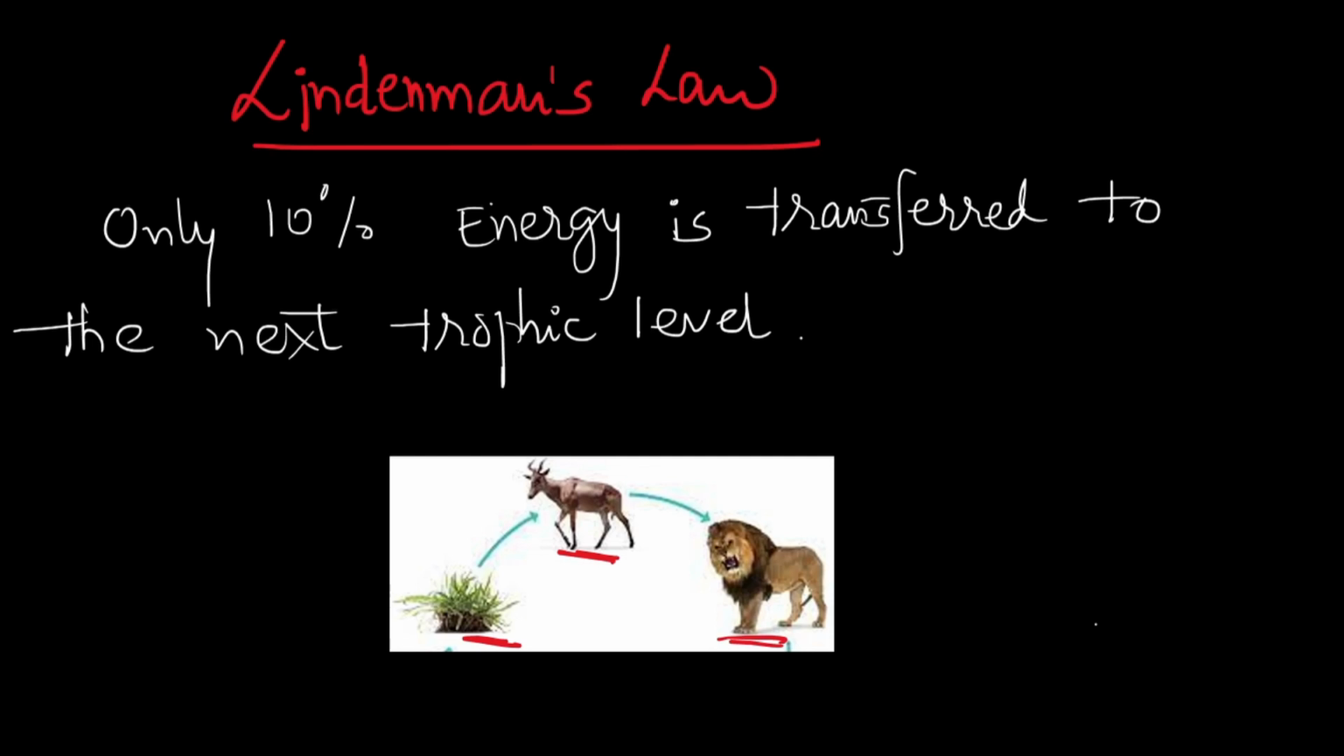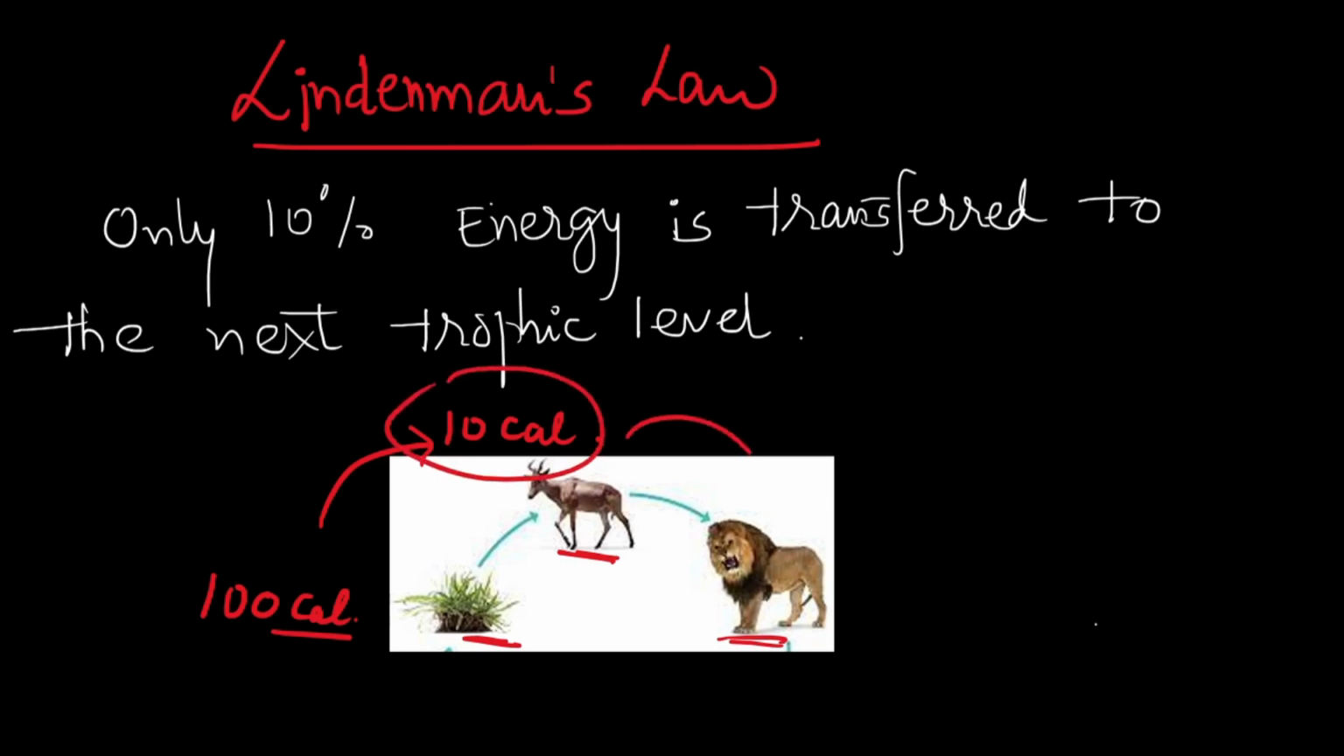Now, consider that only 100 calories of energy is present here. Only 10% of that is transferred to the next trophic level. Alright, so 10% of 100 is 10 calories. So 10 calories are transferred to the next trophic level, and 10% of this is transferred to the next trophic level. So 10% of 10 calories is 1 calorie. Okay, so this is what Lindemann's law suggests: only 10% of energy is transferred to the next trophic level.